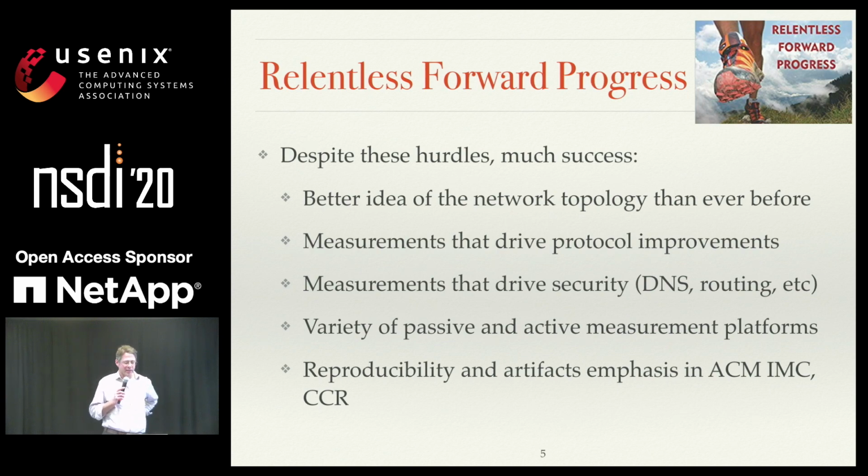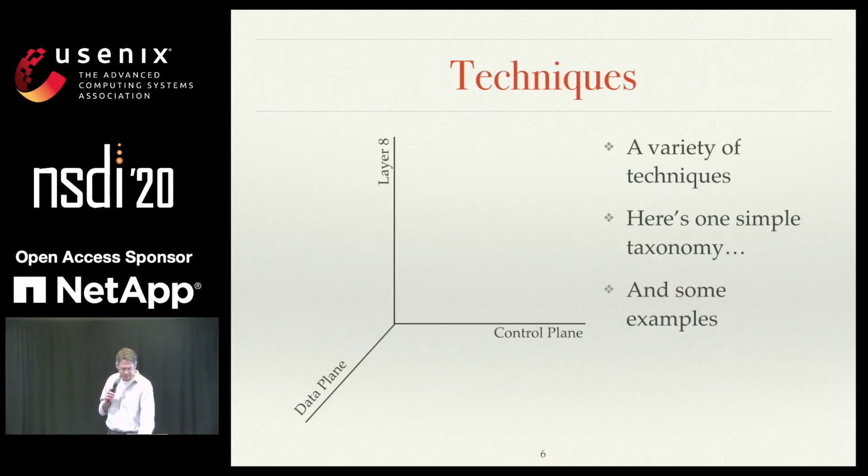As one example of this, I was recently involved in the ACM Internet Measurement Conference, where we explicitly tried to incentivize folks to do reproducibility studies by fast-tracking some of these submissions to a CCR that was focused on reproducibility and artifacts. So this is something that the community is making progress on.